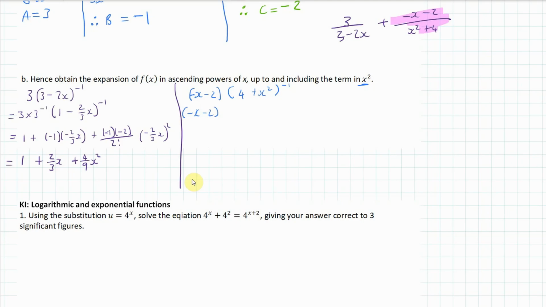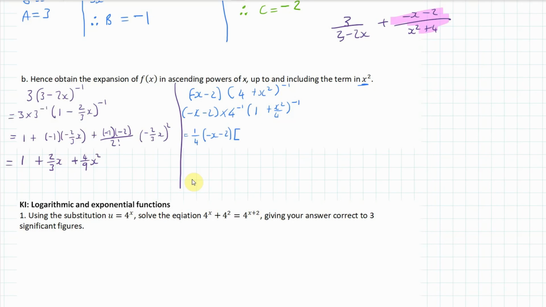Hopefully playing. Okay, so we'll take that 4 out by multiplying by 4 to the -1, and we'll get 1 plus x squared over 4, to the power of -1. So in my next line I'm just going to have 1/4 to -x minus 2, and then I'm going to expand this bracket here.